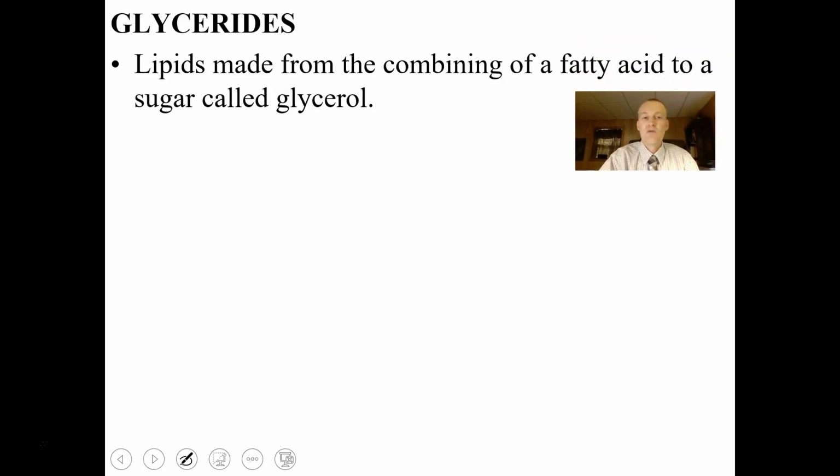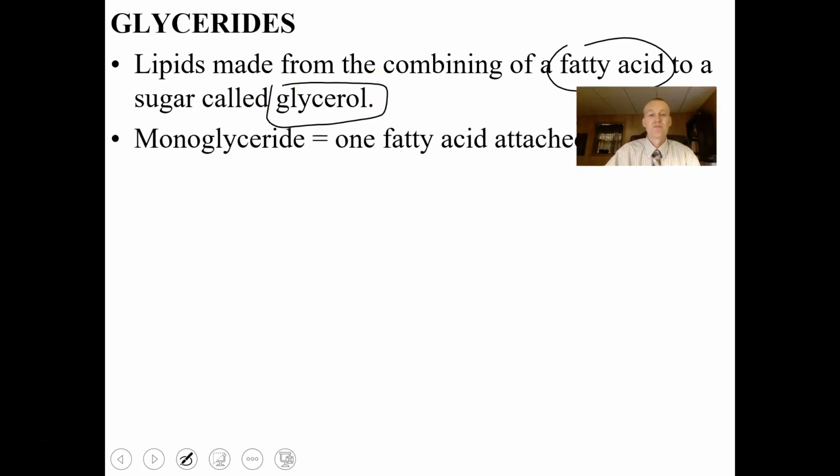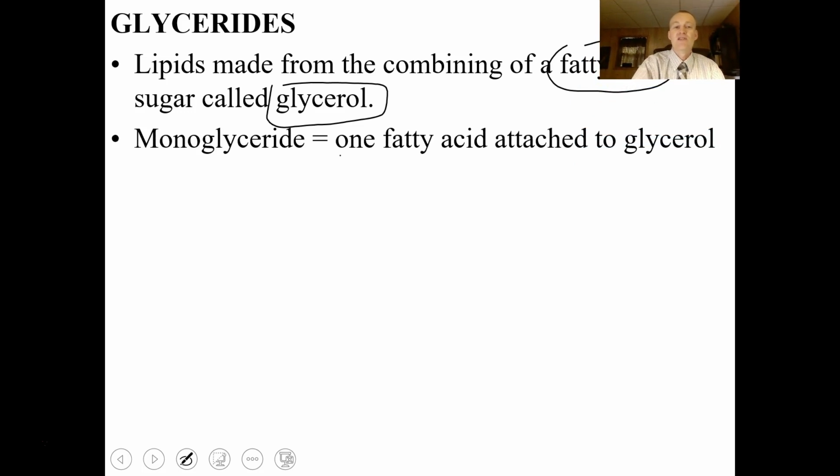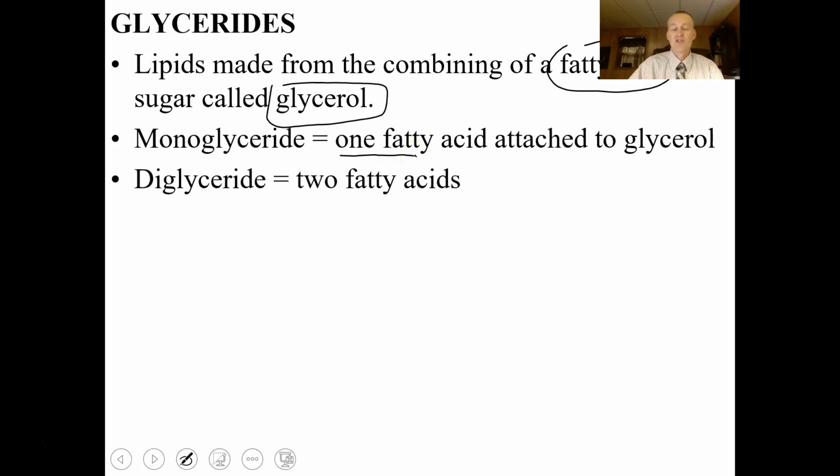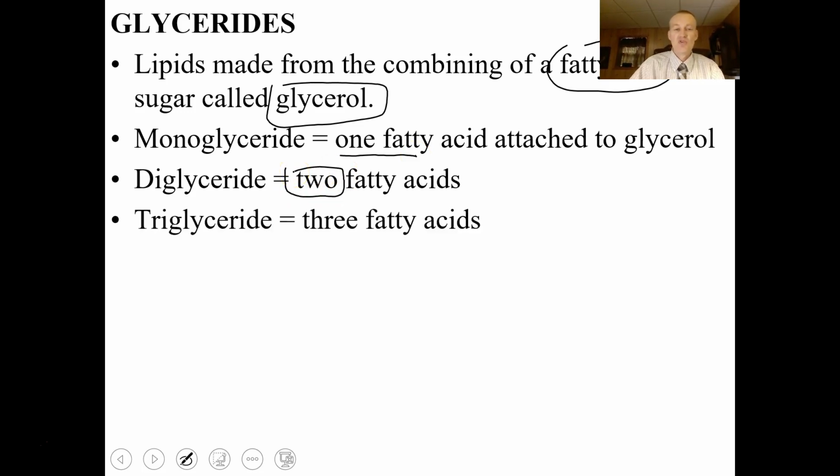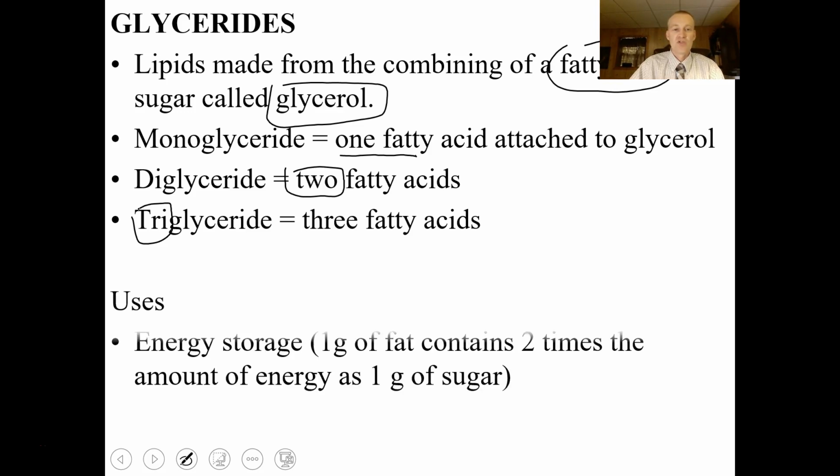Glycerides are lipids that are made from the combining of a fatty acid to a glycerol, which is a little sugar molecule. And a monoglyceride is one fatty acid attached to glycerol. Diglycerides are two fatty acids, just using your root words, and then triglycerides, of course, are three fatty acids, and that's the most you can actually put on that glycerol molecule. We use these as an energy storage molecule. You can see that 1 gram of fat contains 2 times the amount of energy as 1 gram of sugar, so we do crave fat.